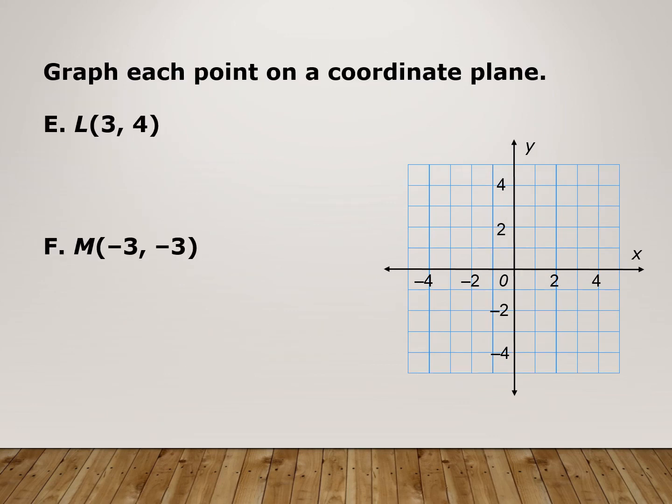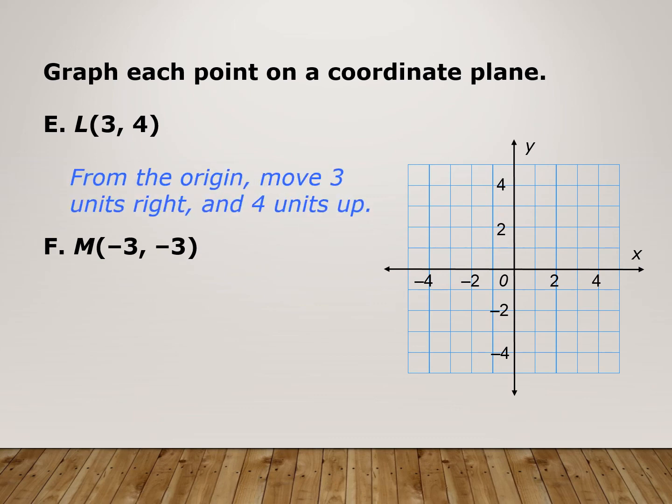Let's have the letter E. So, we have here the point L, which is yung ating ordered pairs ay +3 and +4. Since pareha silang positive, ibig sabihin yung ating quadrant will be quadrant 1. Then from the origin, move 3 units right and 4 units up. So yung ating points will be there.